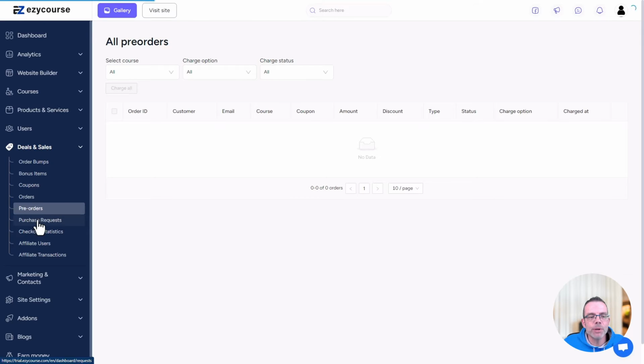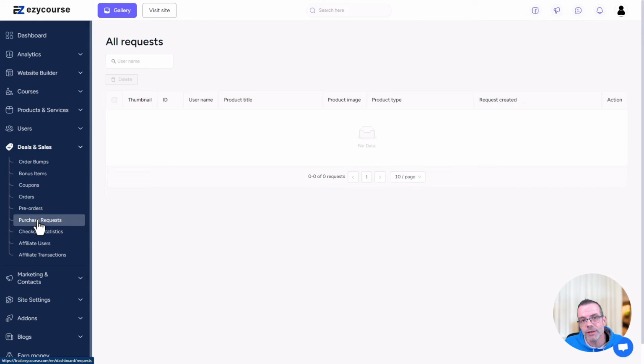There's also a purchase requests section. So you've seen on the accessibility settings that you can set some courses up so that they have to be approved before they can buy it. Now, in the purchase request section, that's where those approvals come in, and that's where you would either accept or decline them.